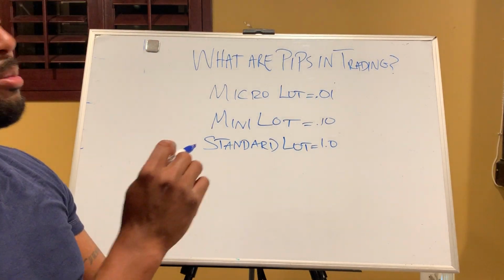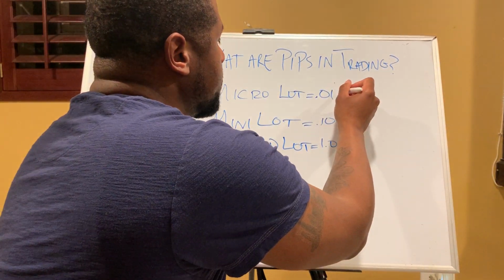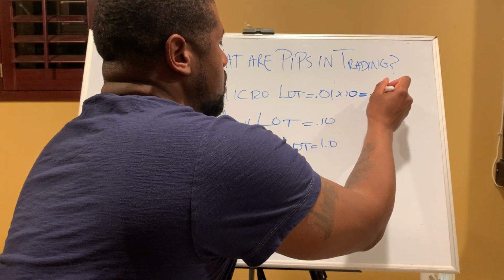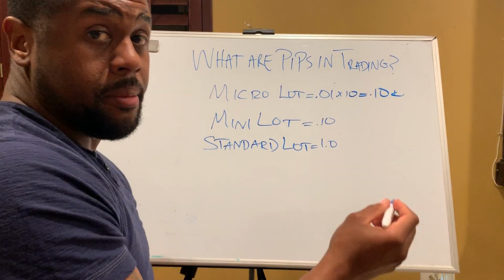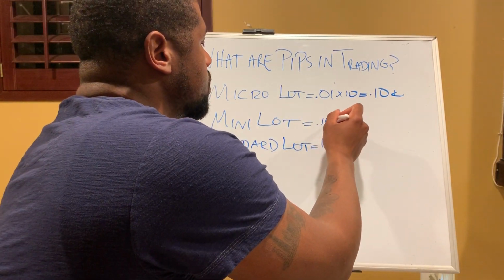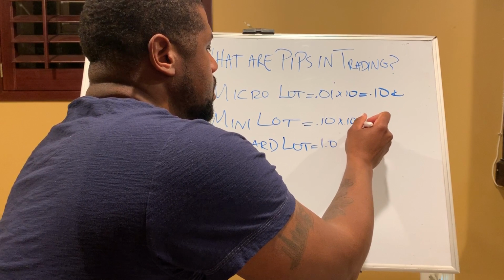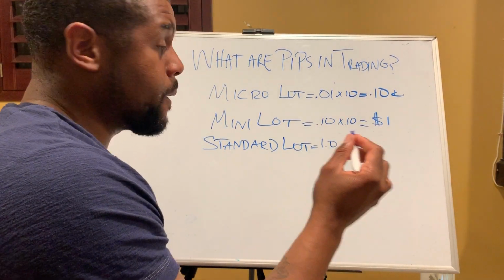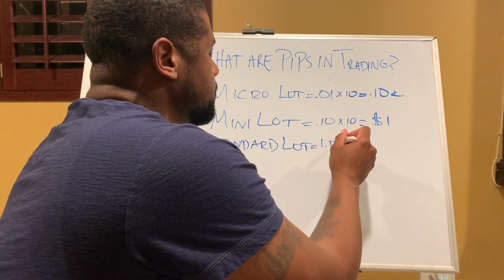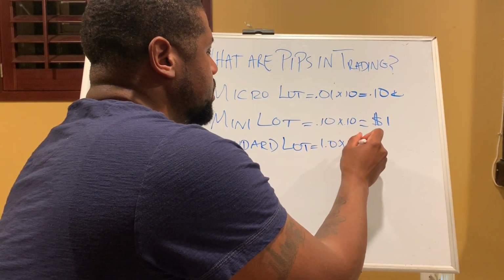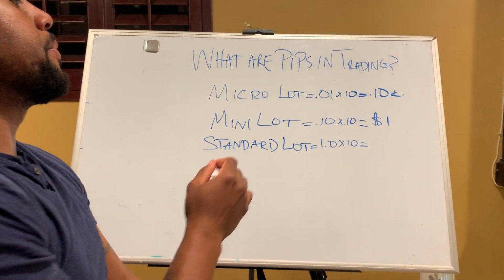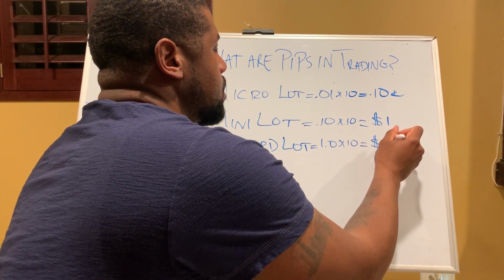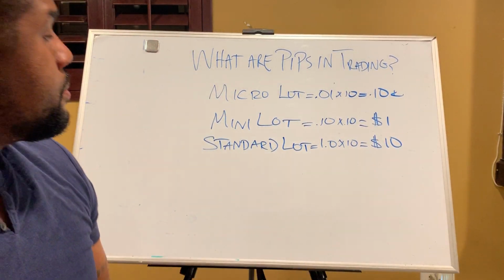Now you got to multiply all of these by 10. So a micro lot, 0.01 times 10, that's going to come out to 10 cents per pip. A mini lot, 0.10 times 10, now you're talking about $1 per pip, okay? A standard lot, 1.0 times 10, you're looking at $10 per pip, all right?